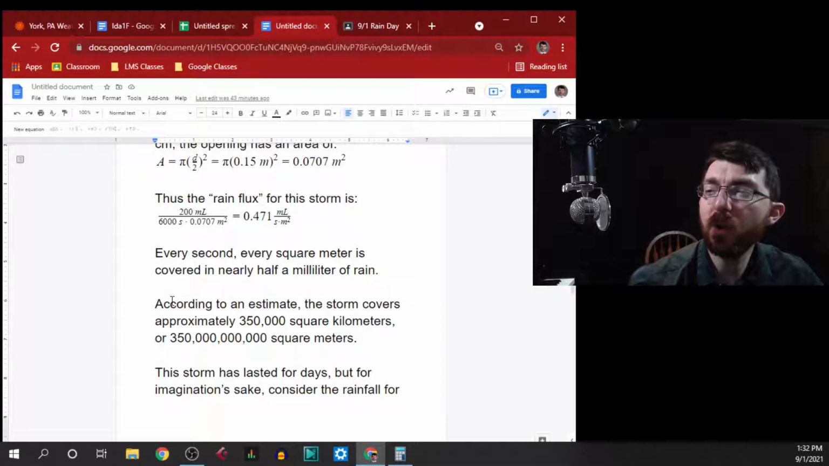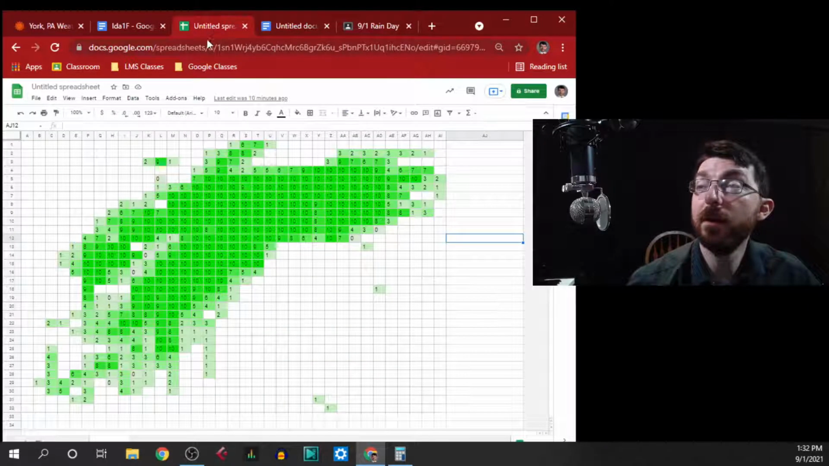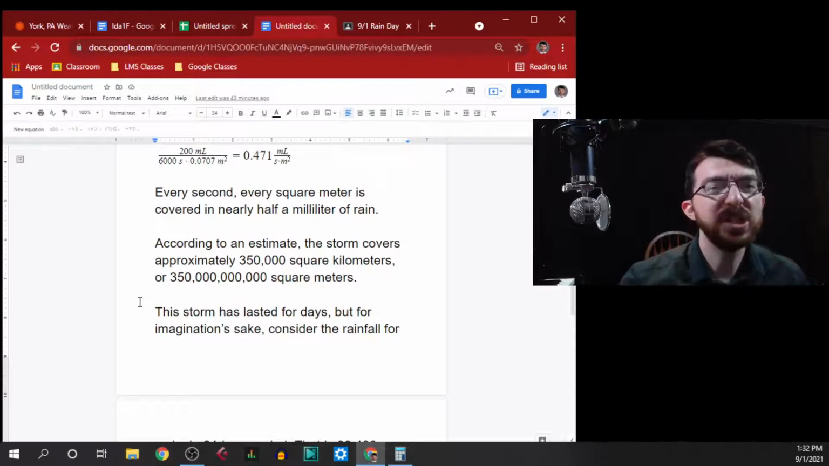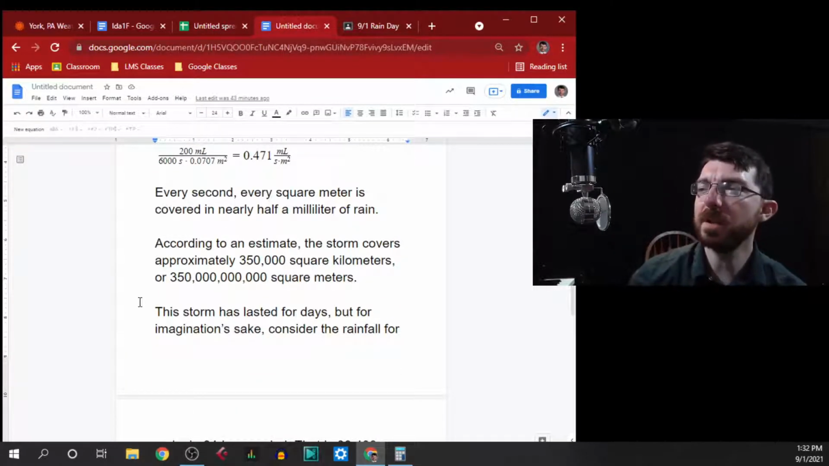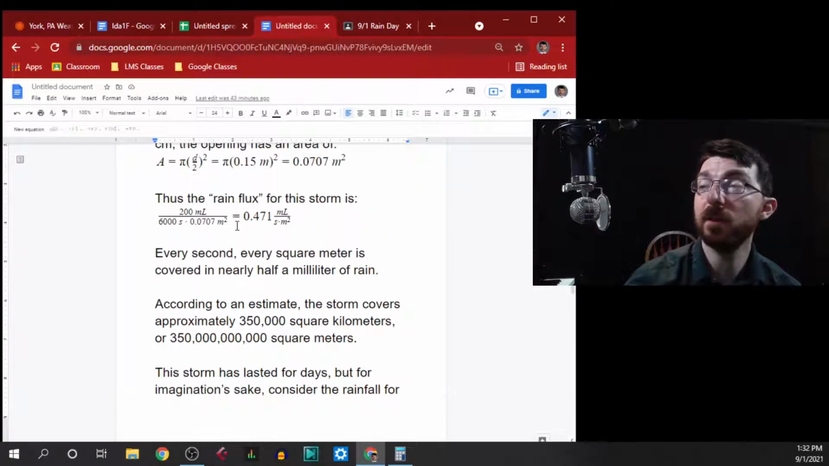Okay, anyway, according to an estimate, this one, the one that my students helped with, this is just 135,000 square miles converted to square kilometers. We've got 350,000 square kilometers, or 350 billion square meters. Just MKS, so I can put that with this quantity here.